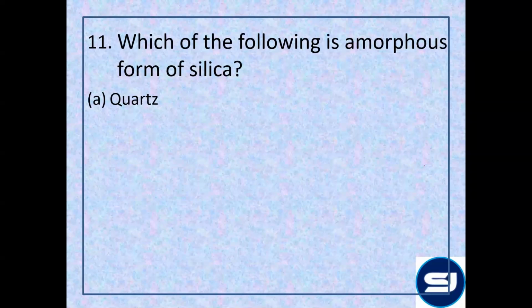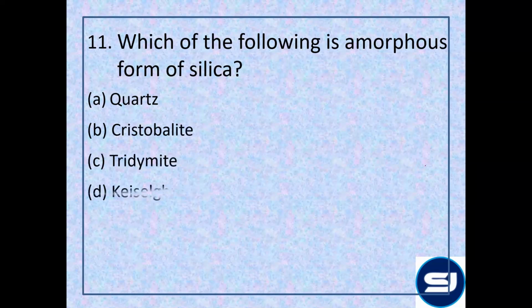Which of the following is amorphous form of silica? D. Last. D. That is Kieselguhr. Now this is a factual statement. CQT, that is cristobalite, quartz and tridymite, are the crystalline forms of silica, but the important name for the amorphous form is Kieselguhr. Kieselguhr is amorphous form.